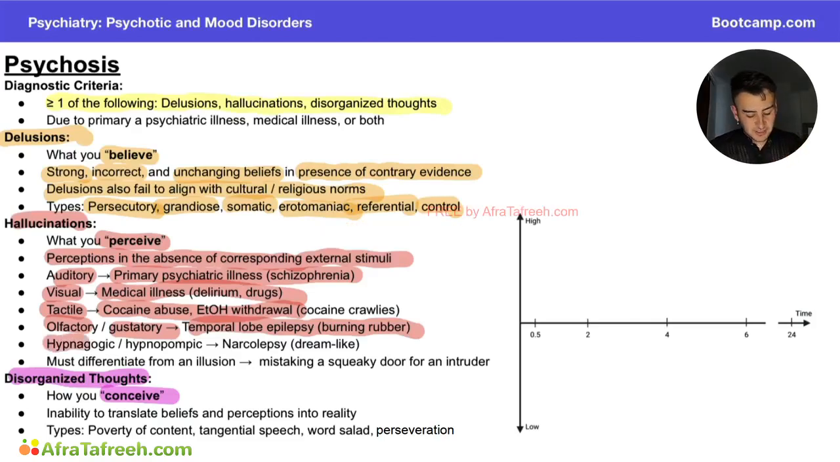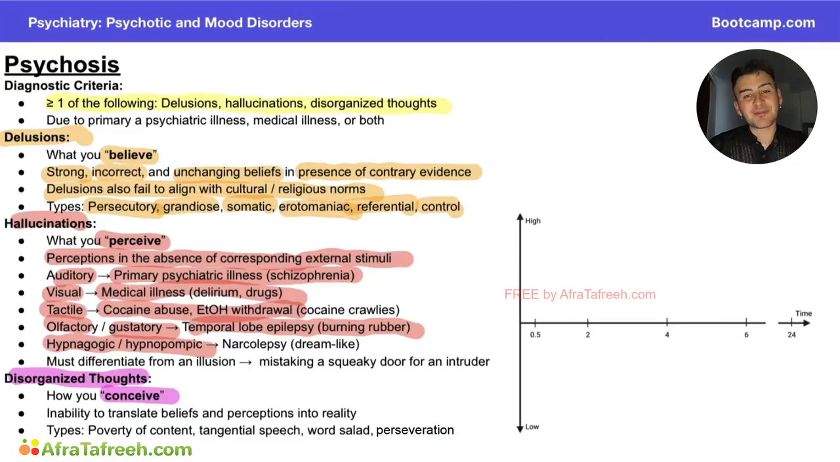Now, lastly, I want to mention hypnagogic and hypnopompic hallucinations. These are classically associated with narcolepsy. Hypnagogic happen right before patients are about to fall asleep, and hypnopompic occur as patients are waking up. That's something to be thinking about if you have a patient presenting with narcolepsy, fatigue, tiredness. That's an example of that type of hallucination.